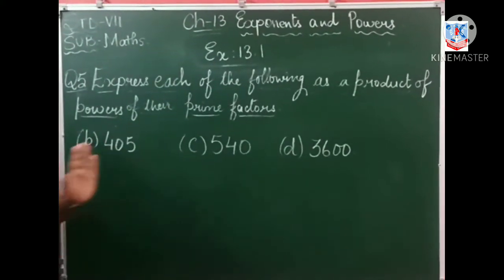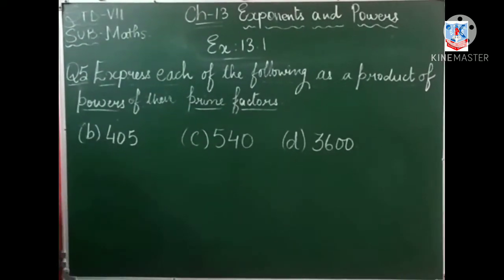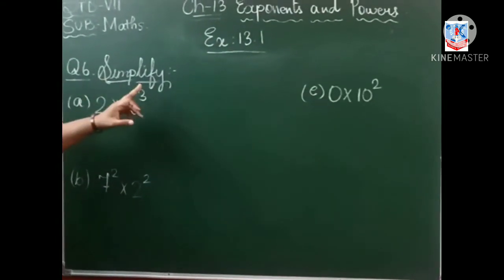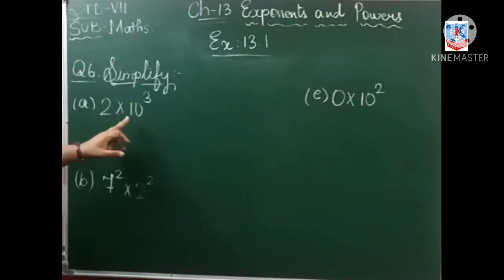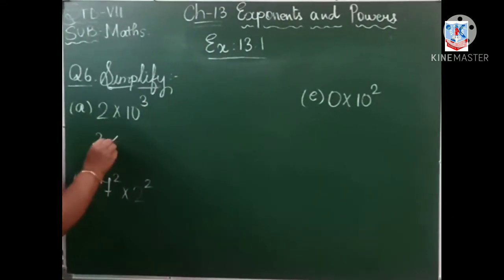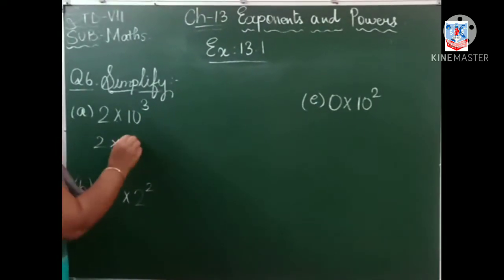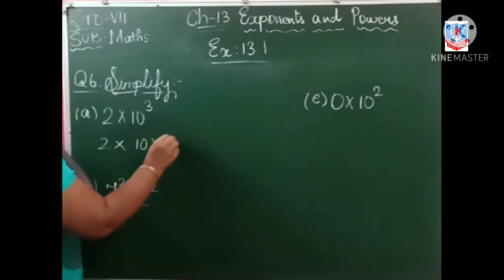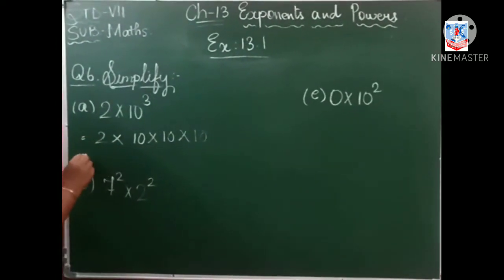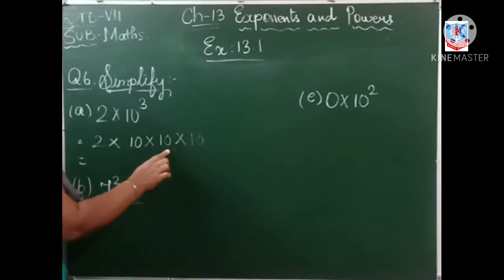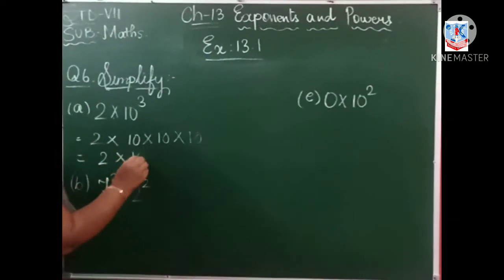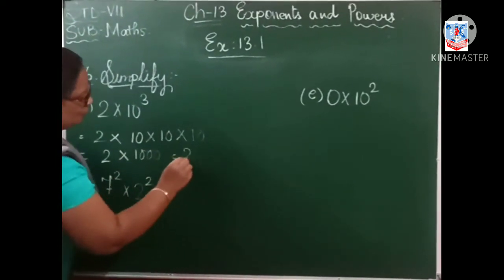This is your homework. Question number 6. Simplify. 2 multiplied by 10 raised to the power 3. How will you do it? 2 into, now 10 needs to be multiplied 3 times. 10 into 10 into 10 is equal to, 10 into 10 is 100, 100 into 10 is 1000. So 2 into 1000 is equal to 2000.